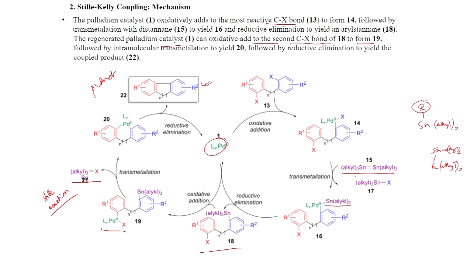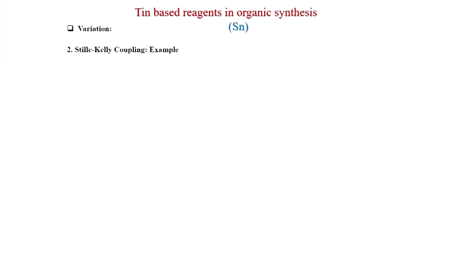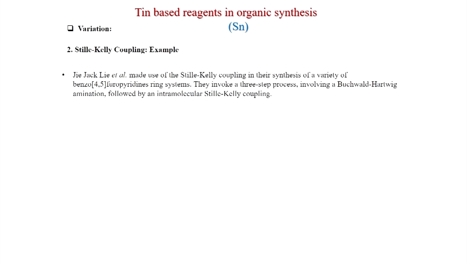This step is very important, that distannane is used and distannane is generating this aryl tin component, and then this is reacting with this aryl halide with palladium catalyst. Some examples: Zhang, Lee et al. made use of this Stille coupling in their synthesis of a variety of benzo-fused pyridine ring systems. They invoke a 3-step process involving a Buchwald-Hartwig amination followed by an intramolecular Stille-Kelly coupling.